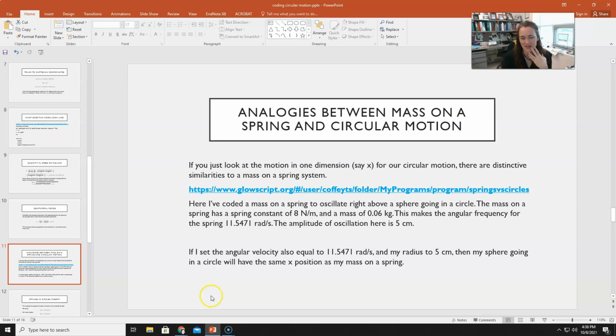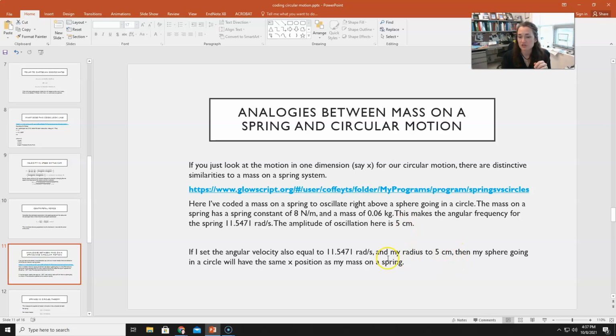Okay. All right, now how I squared this away and made it work was I made sure I knew my theory and my theory matched. So for the mass I had on my spring, I set a spring constant of 8 newtons per meter and a mass of 0.06 kilograms, which made my angular frequency for the spring 11.55 radians per second. I set my initial amplitude of oscillation from a mass on a spring as 5 centimeters. So what I did was I pulled my mass on the spring to the right by 5 centimeters and basically let it go. Okay, didn't give it an initial velocity.